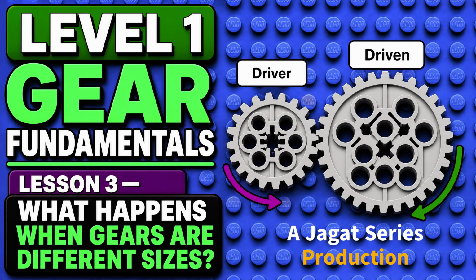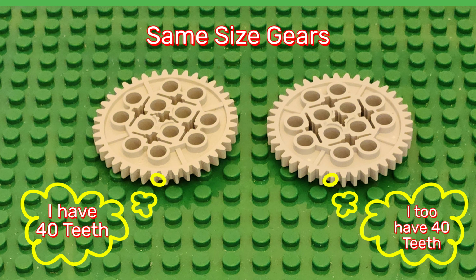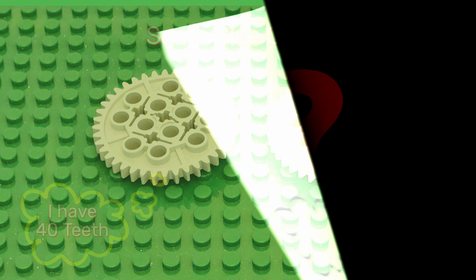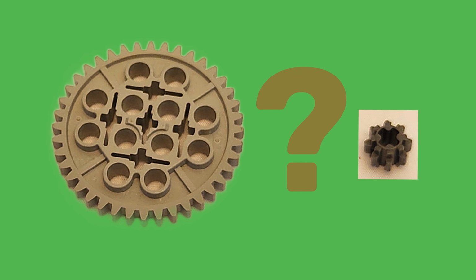Level 1, Gear Fundamentals. Lesson 3, What happens when gears are different sizes? In Lesson 2, we used two gears that were the same size. But what happens when one gear is smaller and the other is larger?